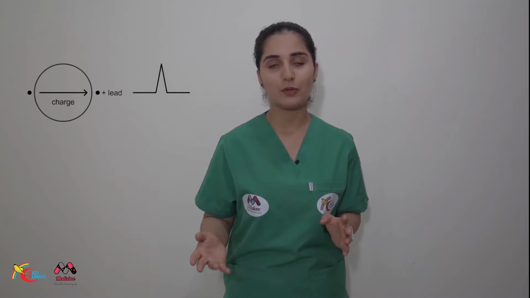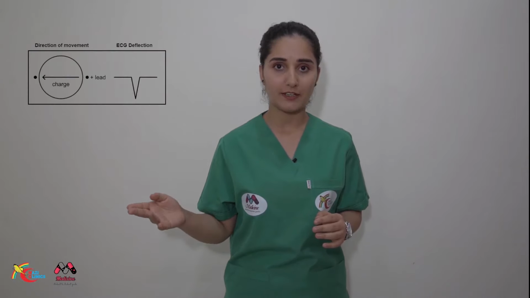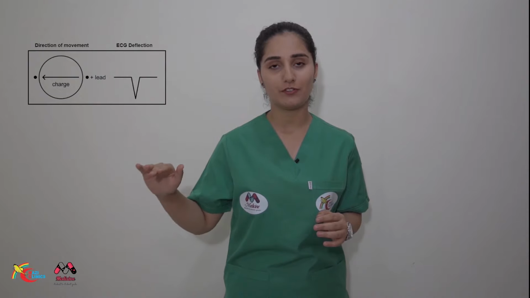We trace this electrical activity by using 12 leads. Now these leads record the depolarization wave, which is the wave that precedes the contraction of the muscle. If this wave is going toward an electrode, this is viewed as an upward deflection. If it is moving away from an electrode, it is viewed as a downward deflection.